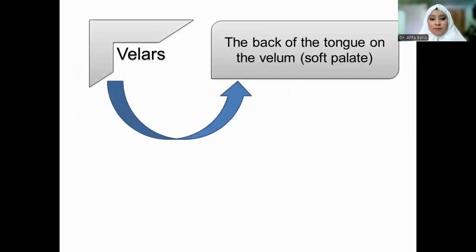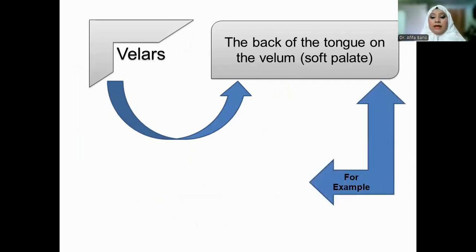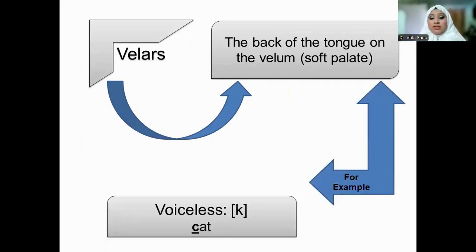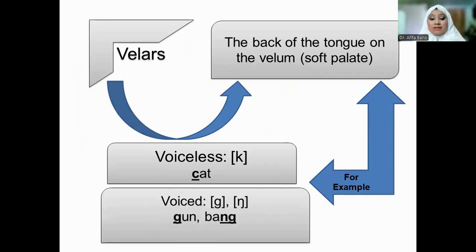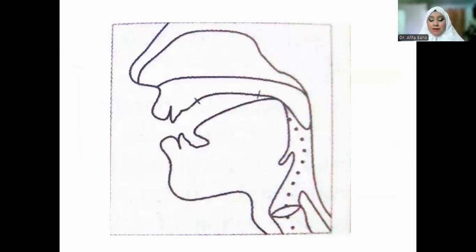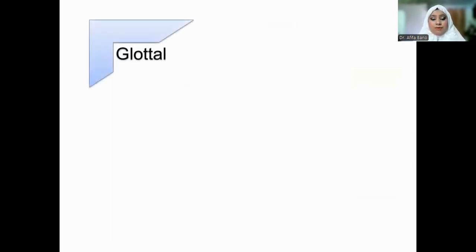Next is velars. The back of the tongue on the velum, the soft palate. This upper area of the mouth is called the soft palate. So when the back of your tongue touches the soft palate, we make sounds like k as in cat, cake. Okay, voiceless sound, and voiced sounds as in g, and ng as in gun, bang. Okay, voiced sounds g and ng. So these are the sounds that are velars. Here you can see the diagram. The back of the tongue touches the soft palate of your mouth and produces those sounds.